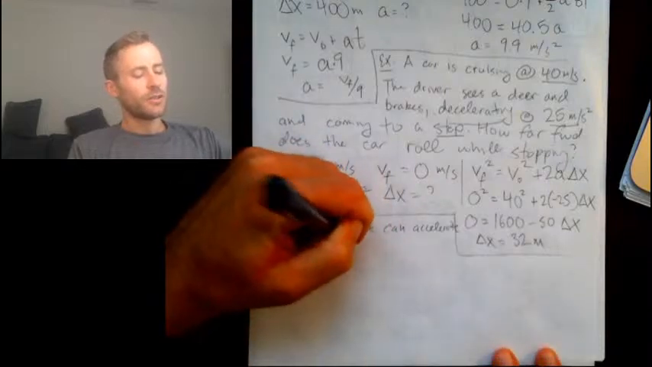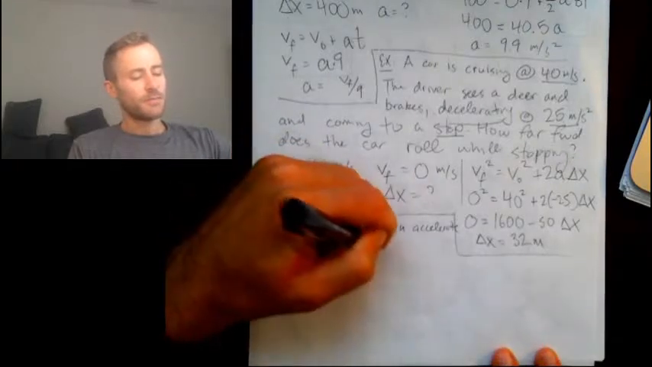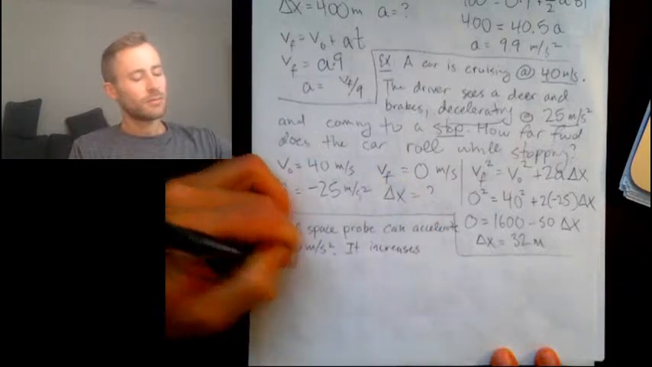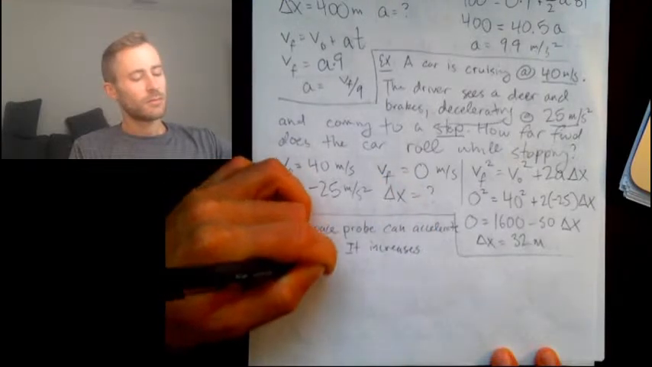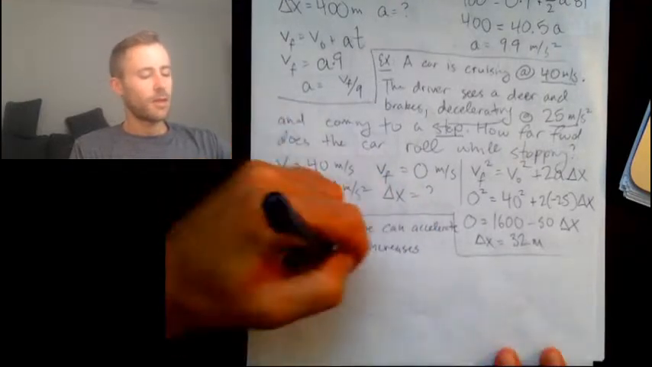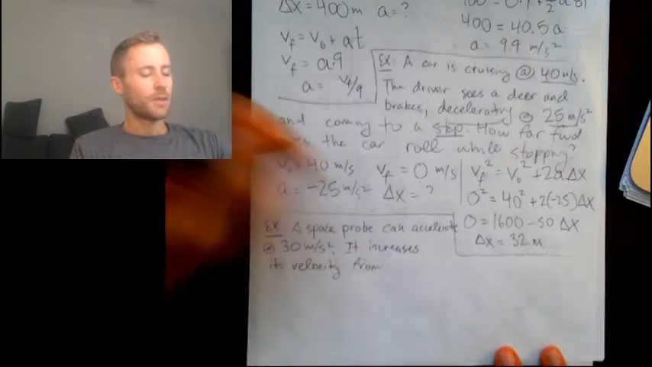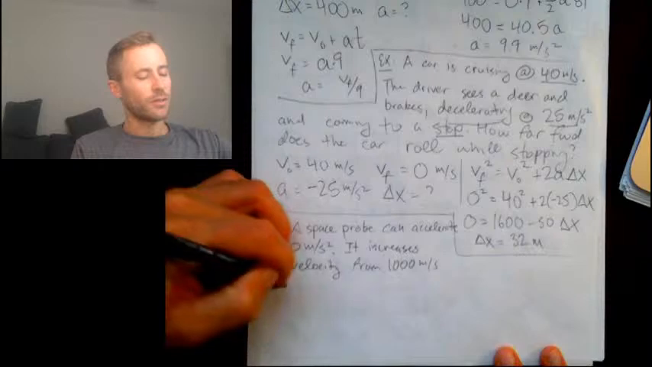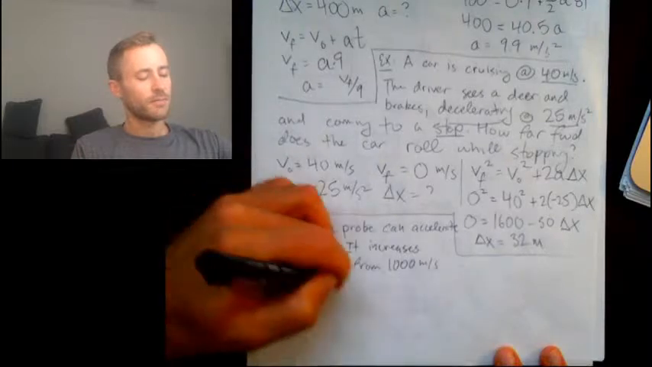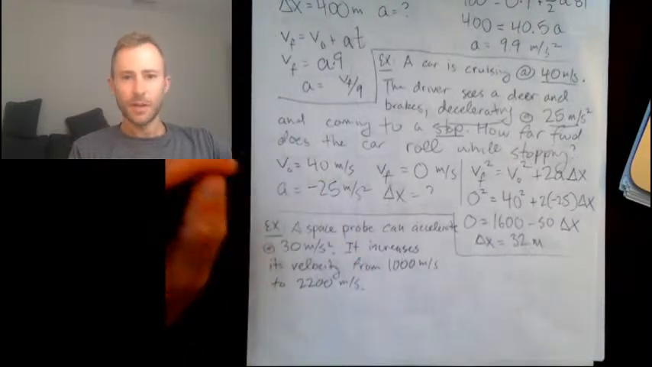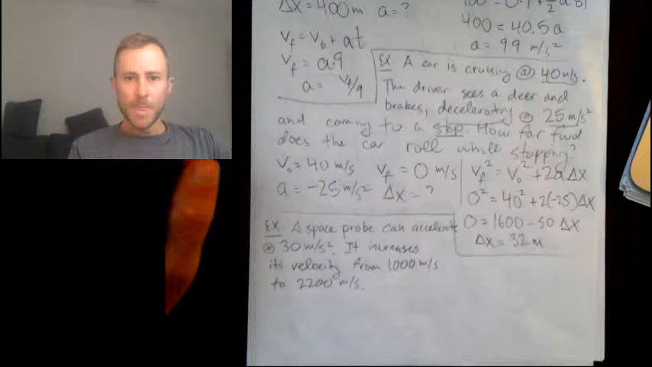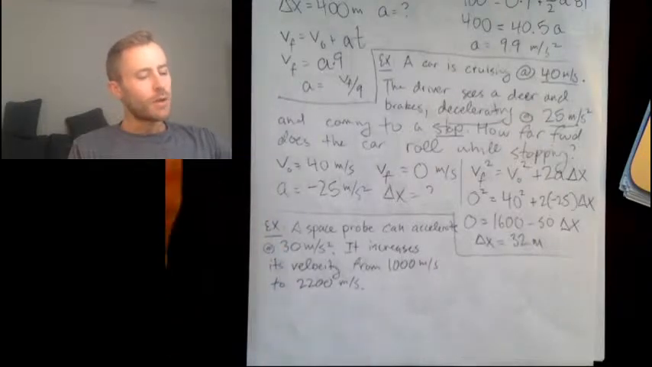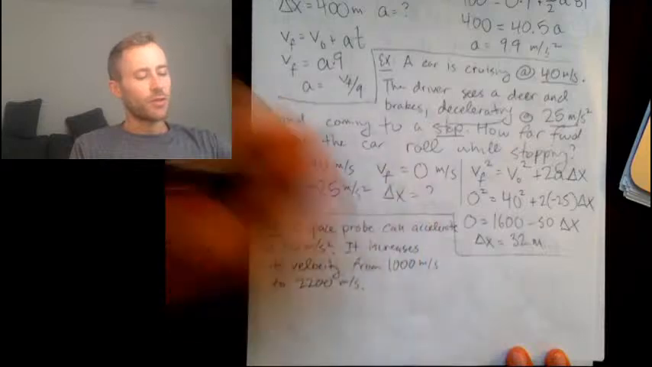It increases its velocity from 1,000 meters per second to 2,200 meters per second. All right. How long must the thrusters be fired for?